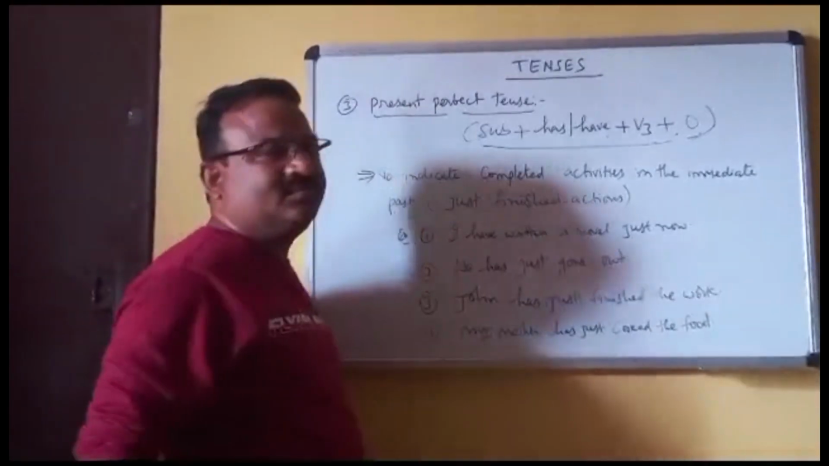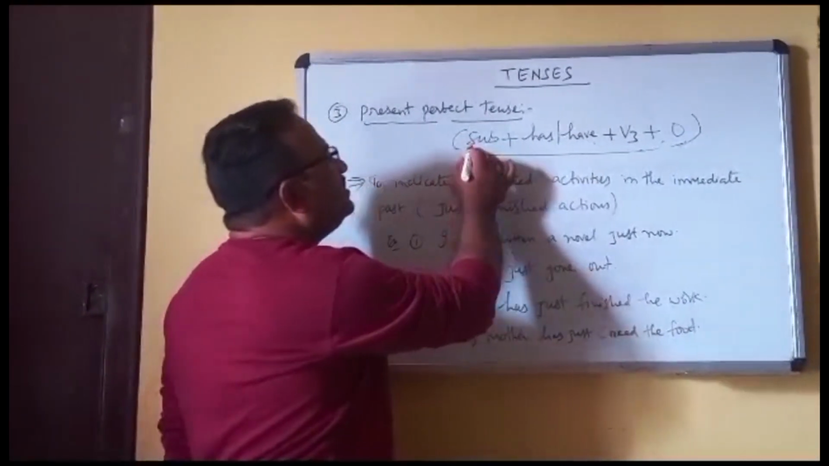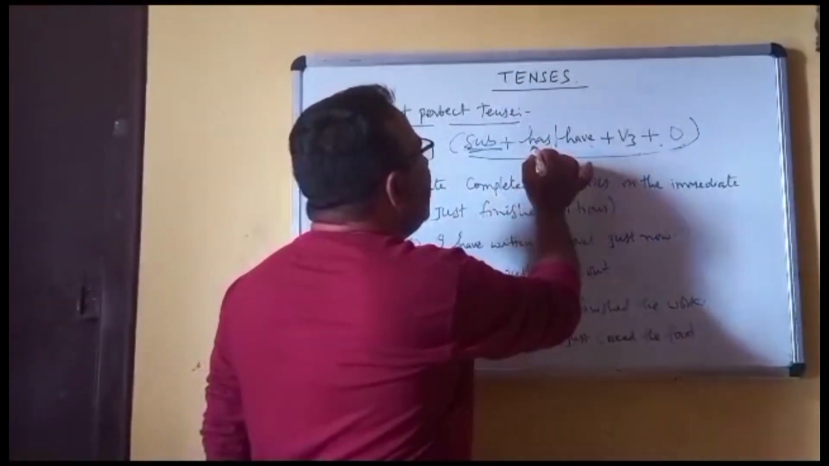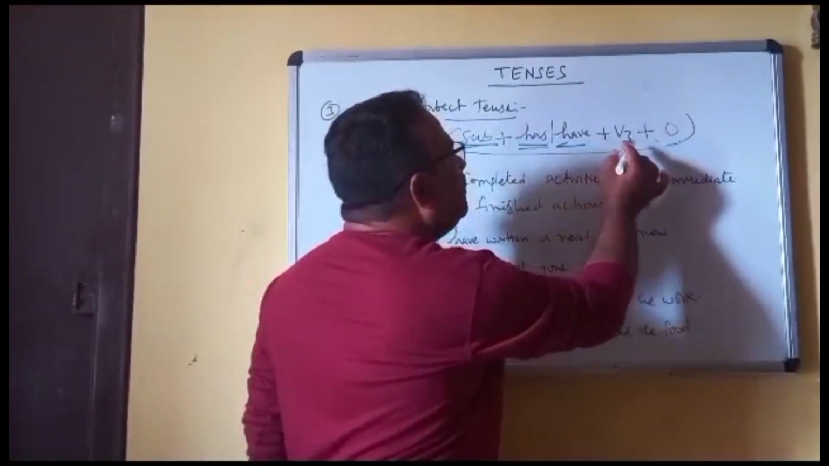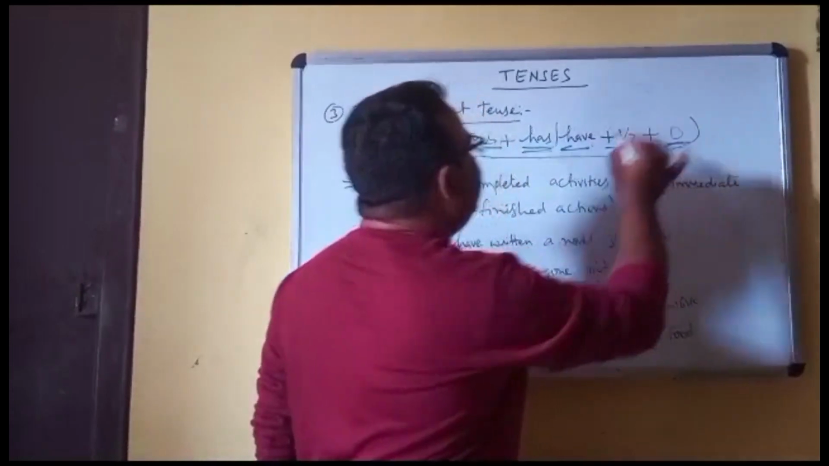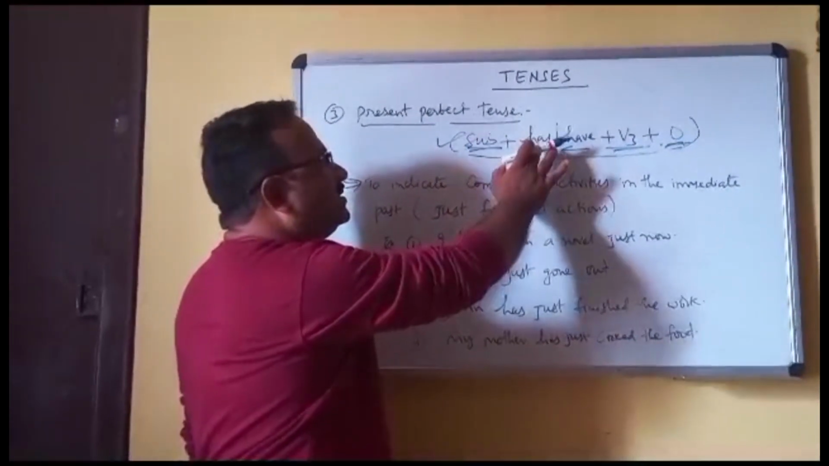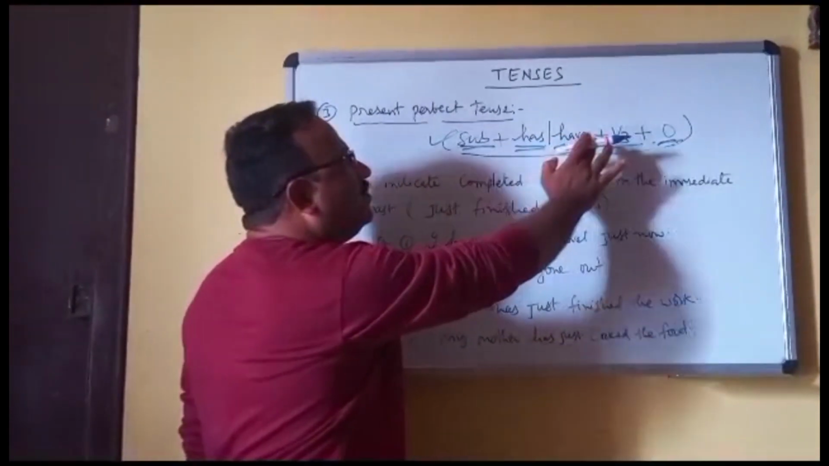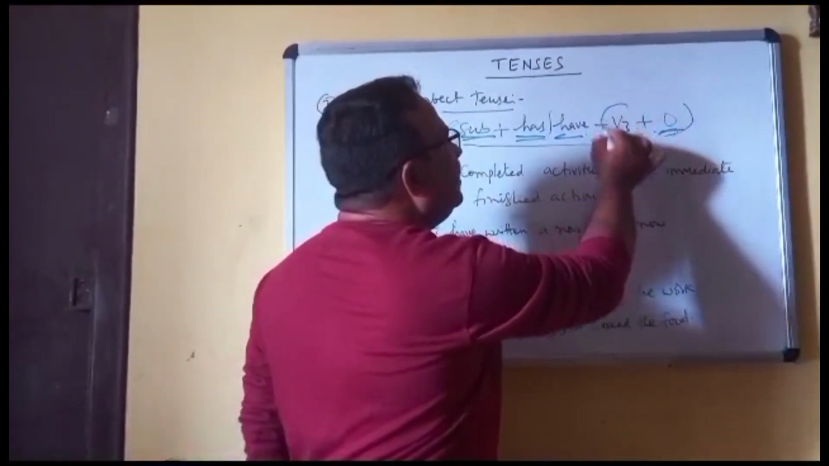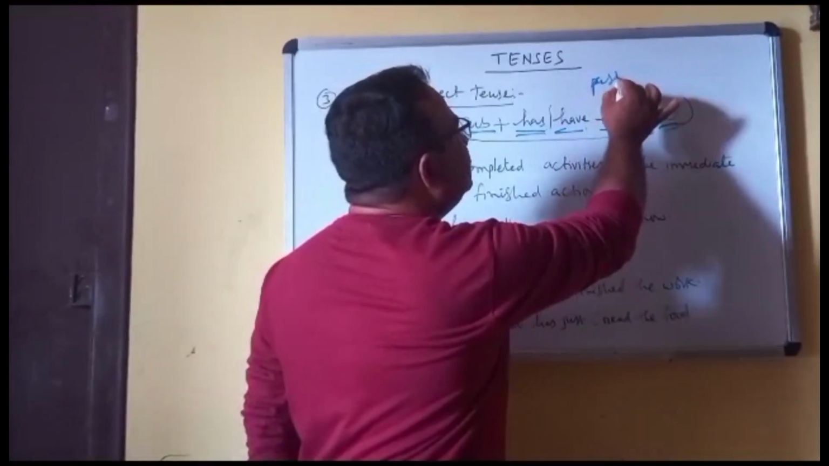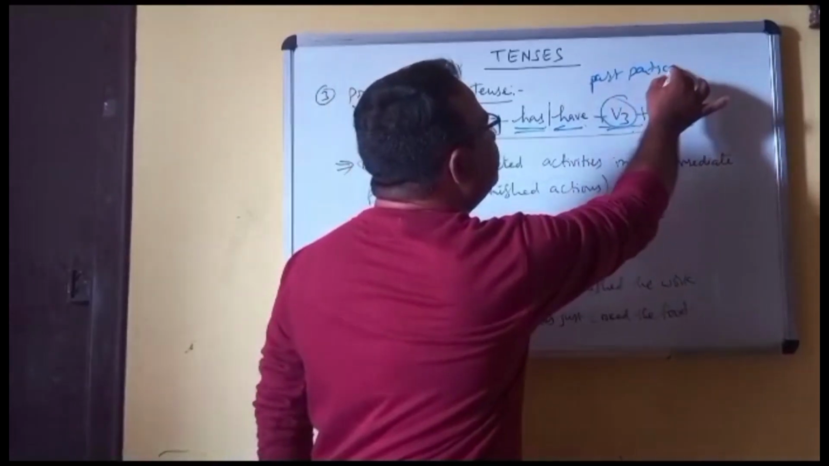Now we are going to discuss present perfect tense in detail. Let us see the structure: subject plus has or have plus V3 plus object. Here V3 means past participle.